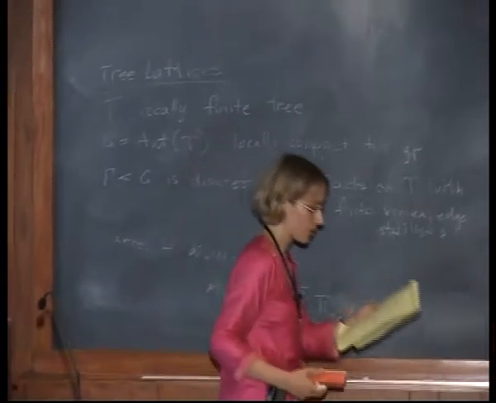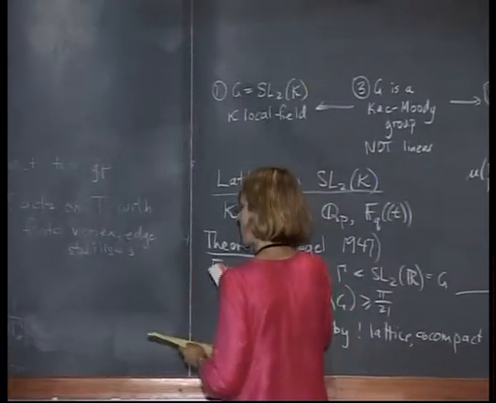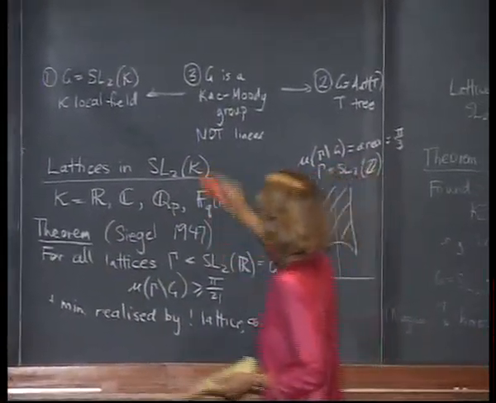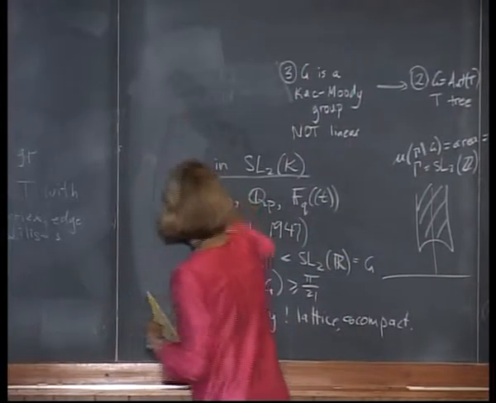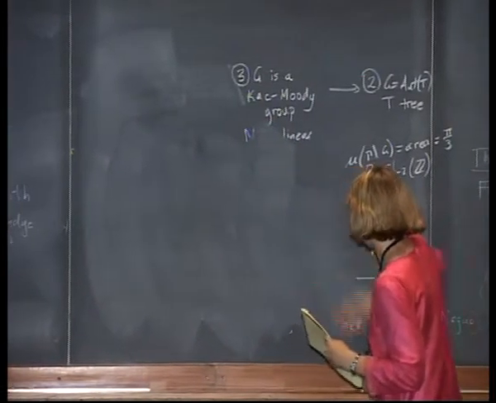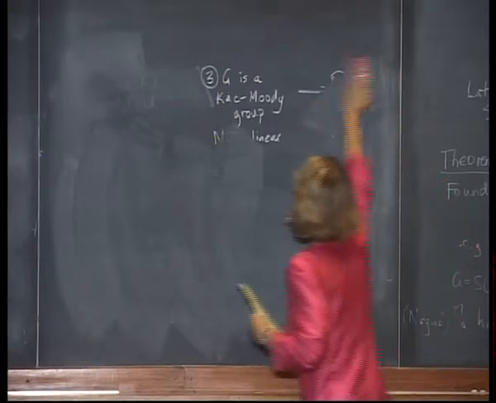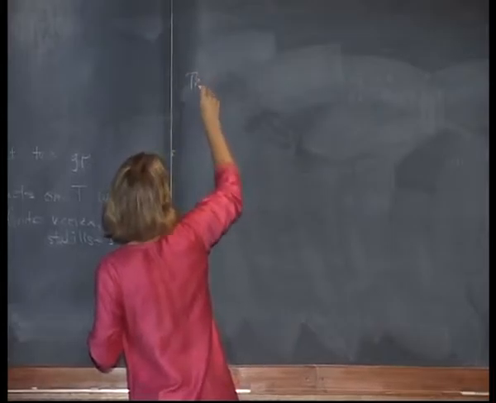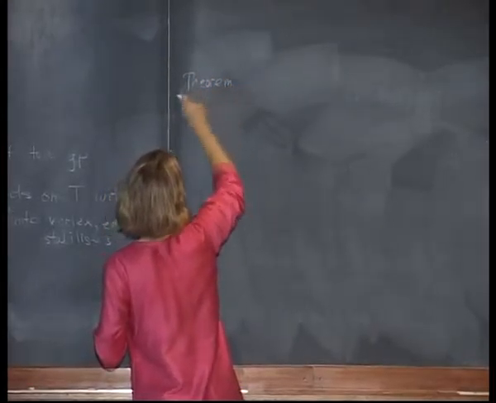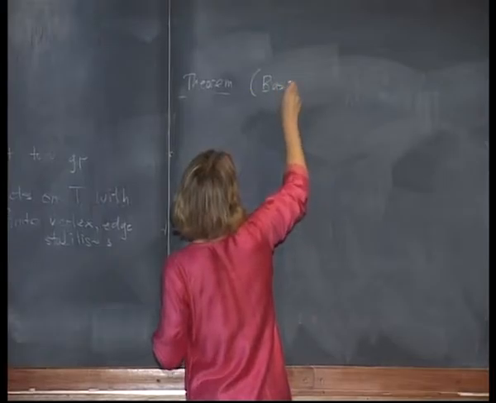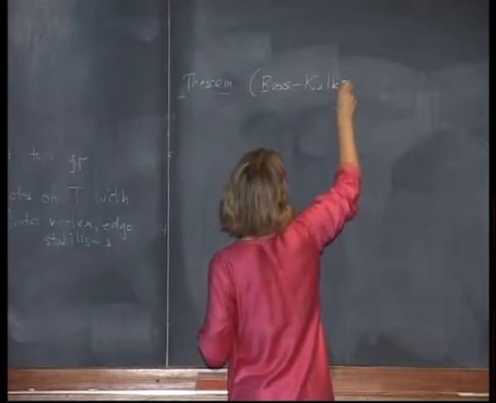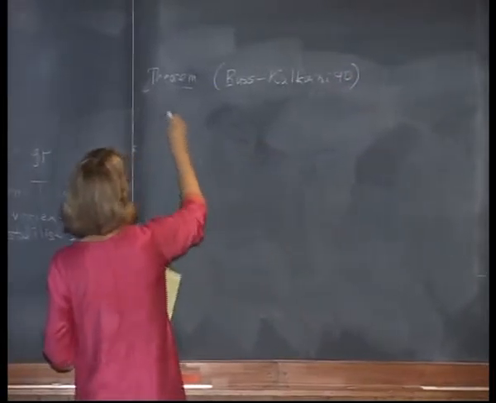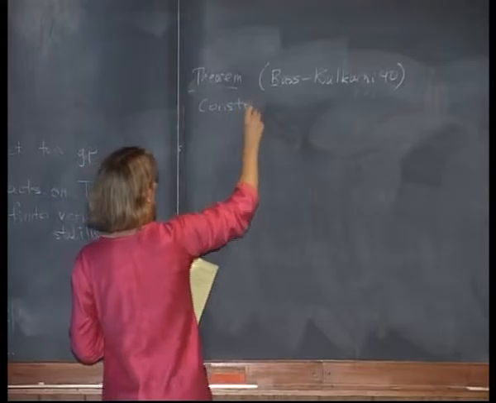Okay, so there's been a lot of work on tree lattices, so I'll just tell you 2 results which contrast this. In general, the situation is very flexible. There's a lot of wild behavior. One of the first results which drew attention was due to Bass and Kulkarni, about 1990. They constructed what are called towers of lattices.